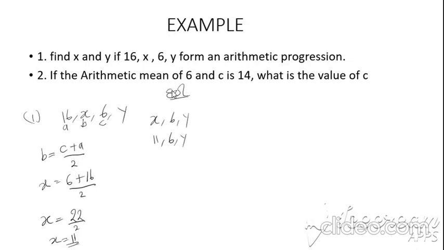So this one will be our A, this one will be our B, this one is our C. So this time around you're not looking for the arithmetic mean, you're looking for C, this one, which is representing y. So let's use the same formula for the arithmetic mean here. Arithmetic mean B is equal to C plus A over 2 like that. And then what's your B? It's 6 according to this.